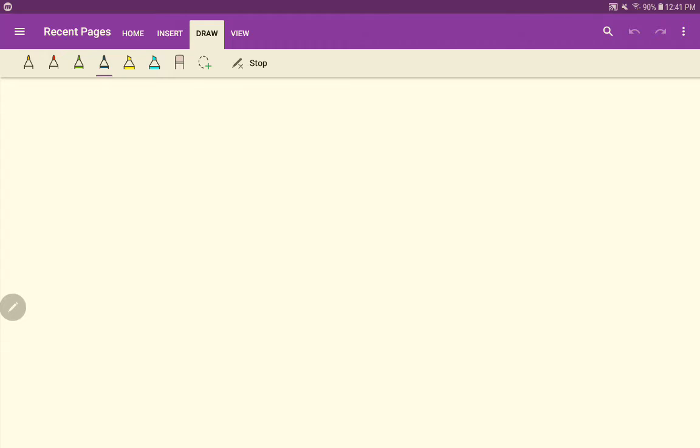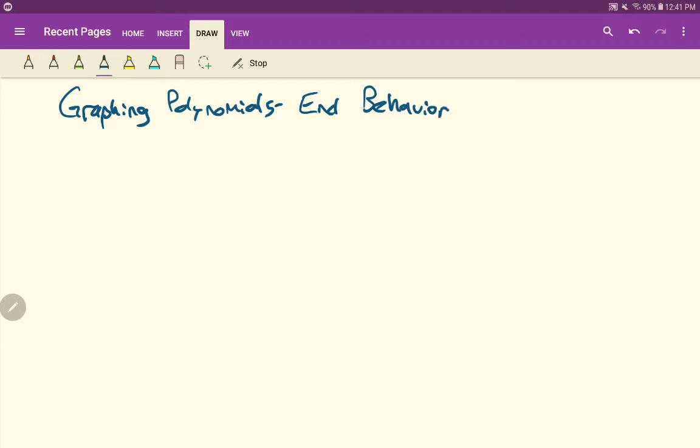All right, so we were in the polynomials unit. Today we are going to start graphing polynomials, and we're going to look specifically today at end behavior, and how to determine that by looking at the standard form or any function of a polynomial. So, the end behavior, how to do that?